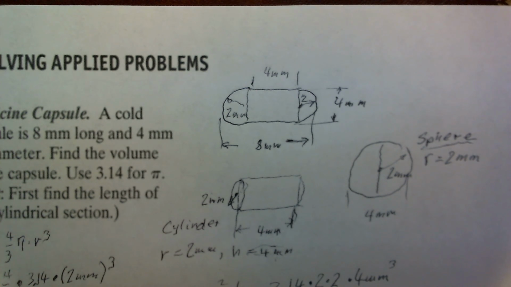So then the total volume is the volume of the sphere and the volume of the cylinder. In other words, it's equal to 33.49 plus 50.29. That's equal to 83.73 cubic millimeters.